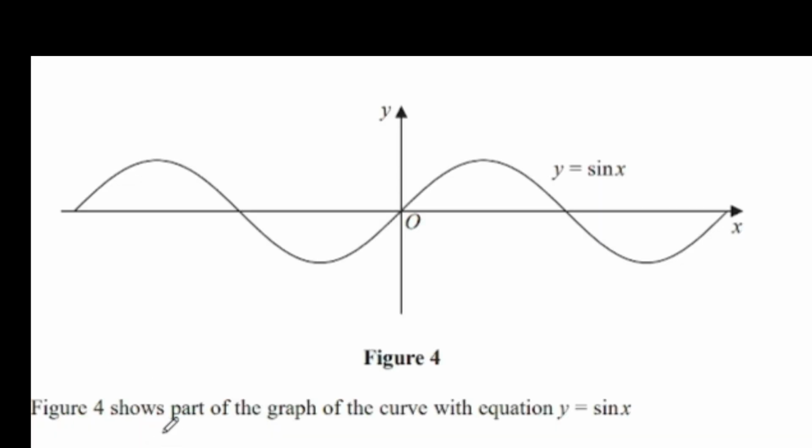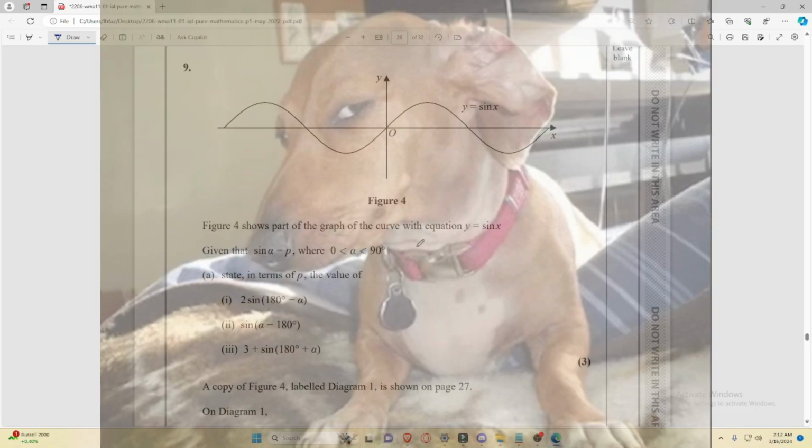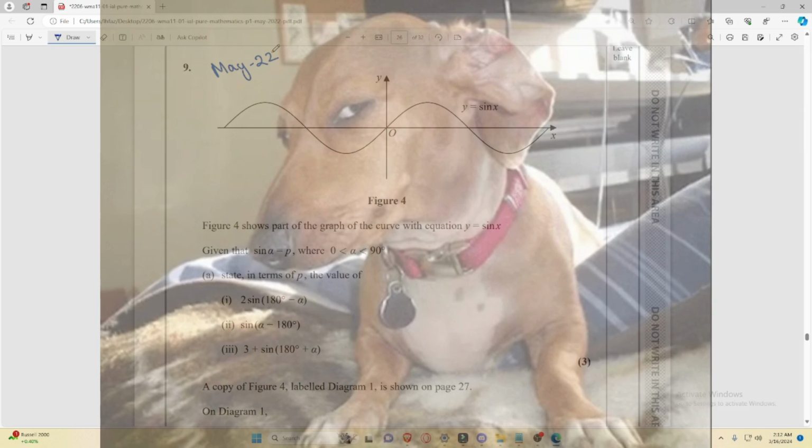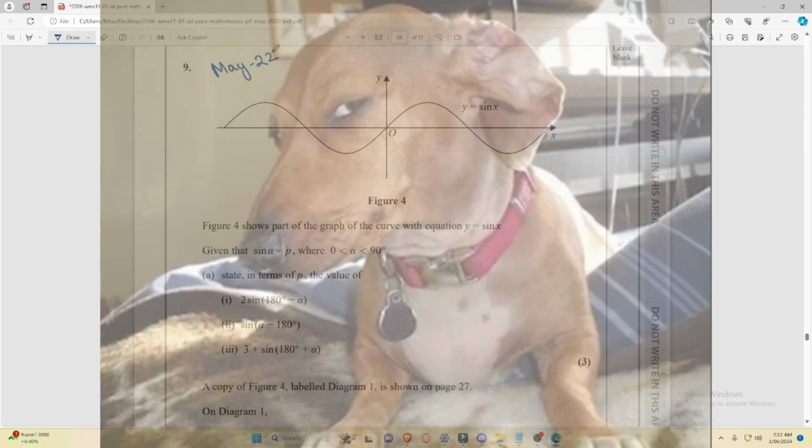What the heck is this? Interesting. So this is May 22, my year, the year I gave exam in. But I don't think I solved it in my exam.